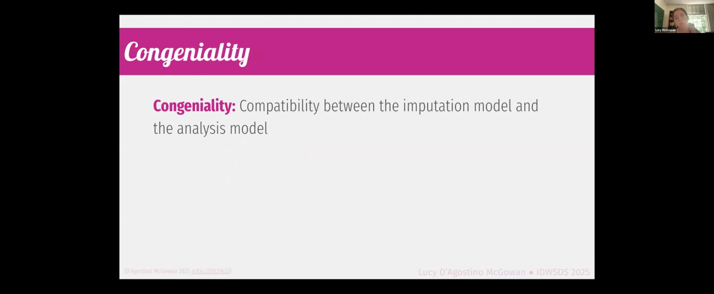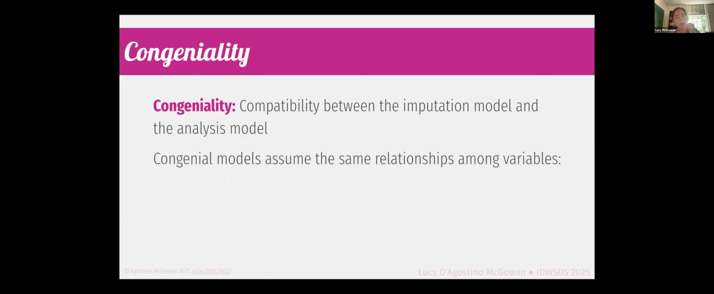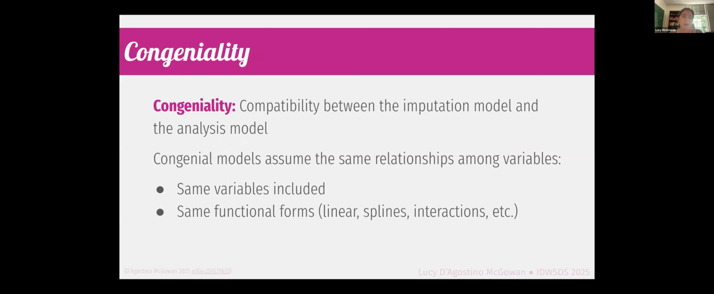I have this word congeniality in my title, and what I mean by that is basically compatibility between the imputation model and the analysis model. A congenial model is going to assume the same relationship among variables, which means that the same variables are included in the imputation model as all of the subsequent analysis models, and also they're in their same functional form, so either linear or splines or interactions, etc. And you'll notice here, typically we just say analysis model, but in this case, we actually have many models because we have a propensity score model, and then typically we have 2 outcome models.